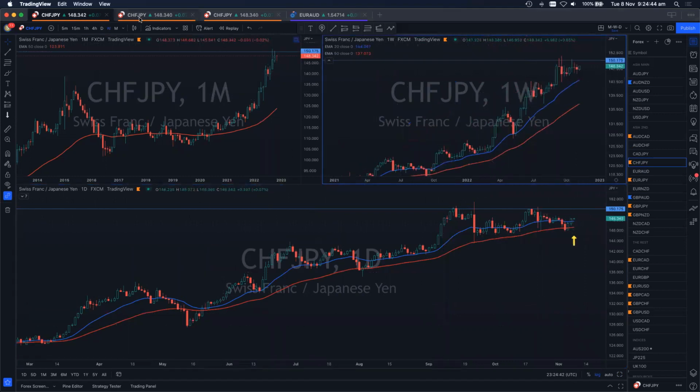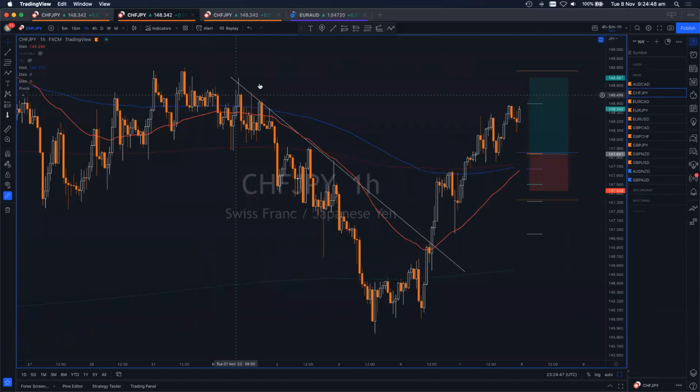All right, so we'll go to our lower time frames, and what do we have there? So we've got this downtrend, clearly broken, 1 hour 50 broken, the trend line broken.